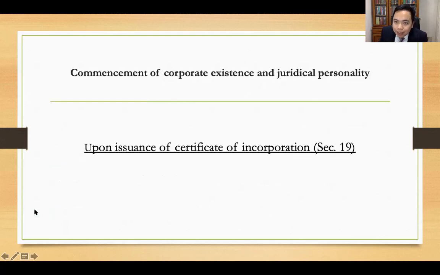Now, class, I have emphasized this in part one of this series, no? That a corporation commences to exist as a juridical personality only upon issuance of the certificate of incorporation. Kaya, class, kung gusto nyong malaman kung ang isang entity ay rehistrado sa SEC o hindi, o allowed ba sila mag-exist as a corporation, you have to ask for a copy of the what? Certificate of Incorporation. Actually, class, pwede nyo yan ma-access sa website ng SEC. The issuance of the Certificate of Incorporation will give birth to the corporation as a juridical entity.